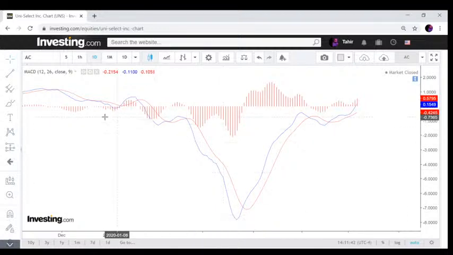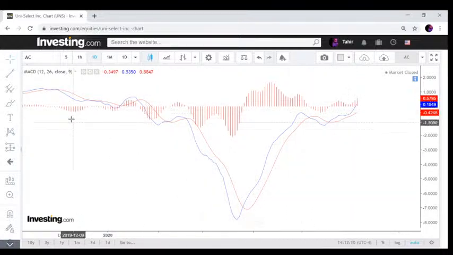So now, how is it derived? We'll focus on this blue line first. This blue line, called the MACD line, is actually a difference between two averages, two moving averages, or say two exponential moving averages. The short form of exponential moving average is EMA, and we'll be using the word EMA in our discussion. So this blue line is actually a difference between two EMAs of the closing prices plotted over time.